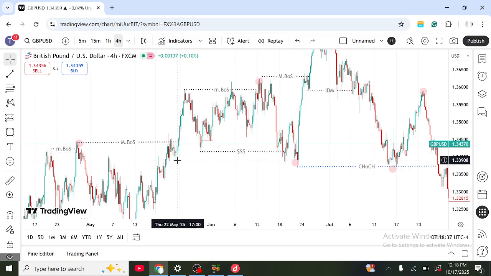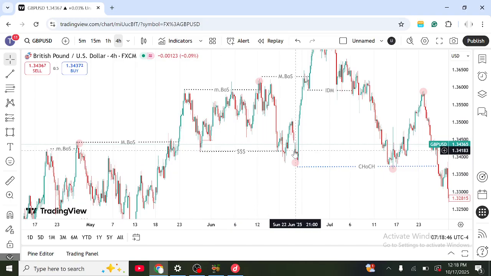All right, and you also know that this is a potential what? Inducement level. Do you get the concept now? So price came, induced this level or liquidated that level, and also liquidated this level. Can you see that? And then pushed to the upside.